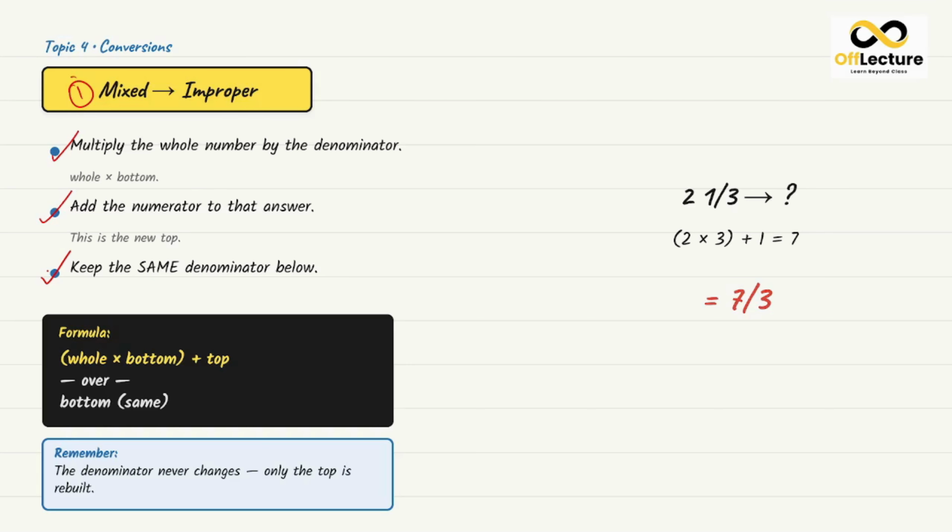Bottom remains the same. Why do these steps work? Because each whole contains denominator-many parts. What it means is that each whole, each one complete part or one complete group, is equal to the total number of denominator parts.